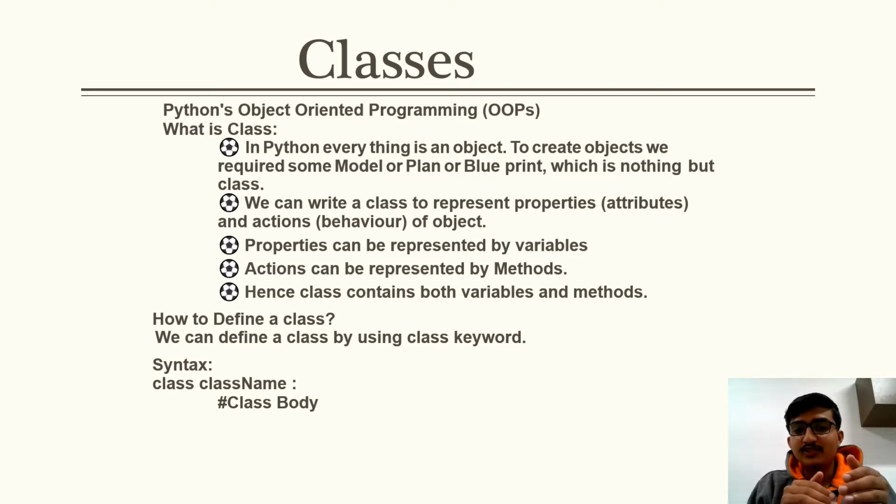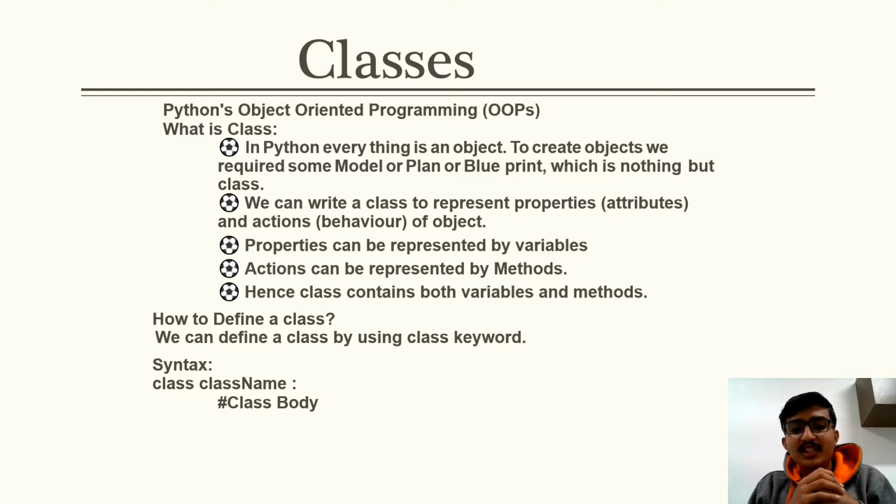We can write a class to represent properties, attributes and actions or behavior of an object. We can write the definition, we can write the methods, we can write the variables. There are three types of variables, three types of methods. We are going to learn about that later. We can write various types of variables and functions which show the behavior of the object you created. Properties can be represented by variables and actions can be represented by methods. Hence a class contains both variables and methods.